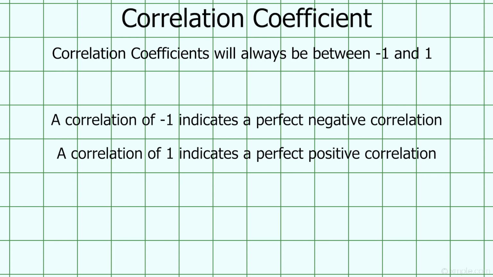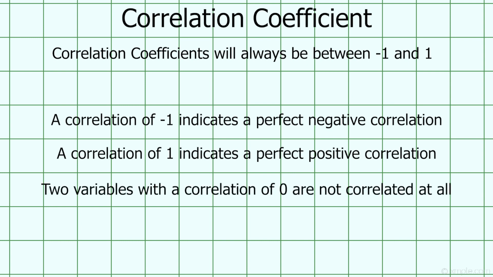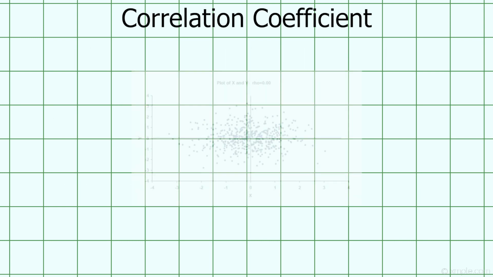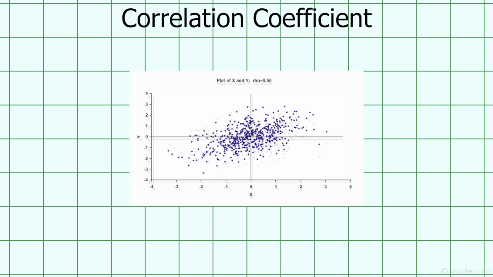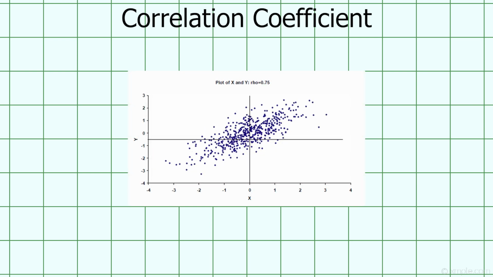Finally, a correlation of 0 means that there's just no relationship between the two variables. This scatter plot depicts two variables with a correlation coefficient of 0. Now, we'll increase the correlation coefficient. Notice what happens to the scatter plot.